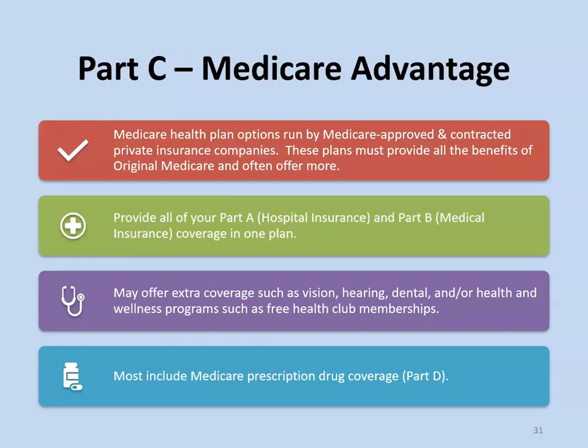So let's break down Part C. Part C is Medicare Advantage. Medicare health plan options are run by Medicare-approved and contracted private insurance companies. These plans must provide all the benefits that original Medicare offers, and you often get more, because the insurance companies are offering more benefits to try to bring Medicare beneficiaries on board. It provides all of your Part A, hospital insurance, and Part B, medical insurance, coverage in one plan.